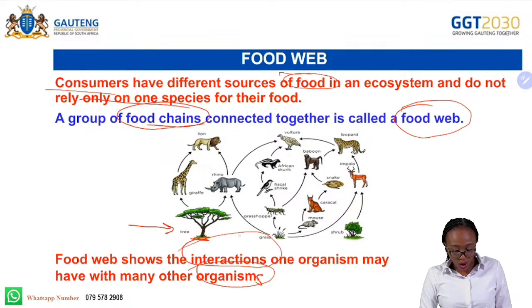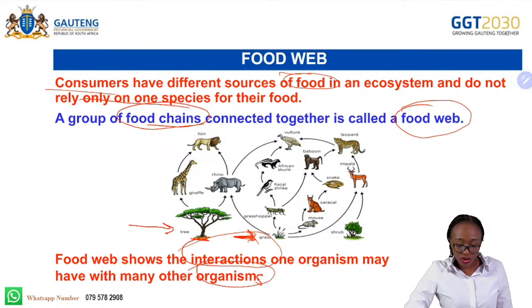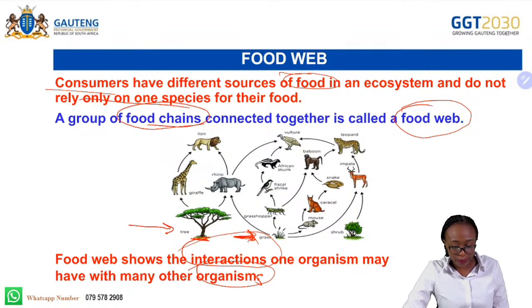If we move on and focus on the grass, this food chain has the grass as the primary producer. The rhino also feeds on the grass, so it doesn't only feed on tree leaves, it also feeds on the grass. Then that rhino dies and gets devoured by a scavenger, which is the vulture. So there we go. The rhino can be in two food chains at the same time. It can also have two food sources at the same time.